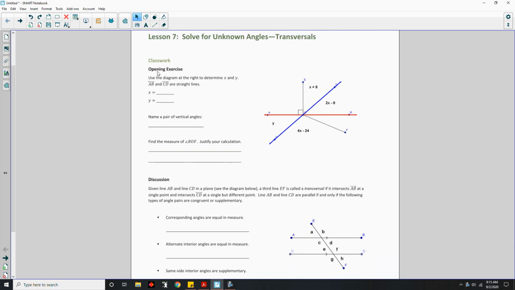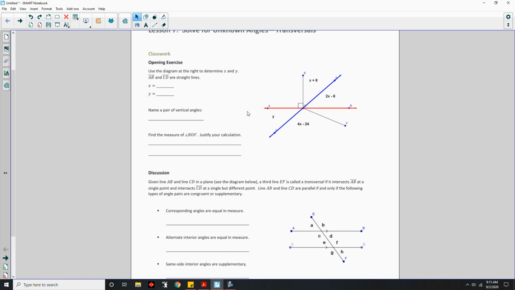Alrighty, so classwork opening exercise. Use the diagram at the right to determine x and y. Line AB and line CD are straight lines, so I drew it in red. AB's in red, CD's in blue. So those are the two lines that go on forever in both directions. So this is an opening exercise. It's an exercise, so please pause the video, try it on your own, and come back and see how you did.